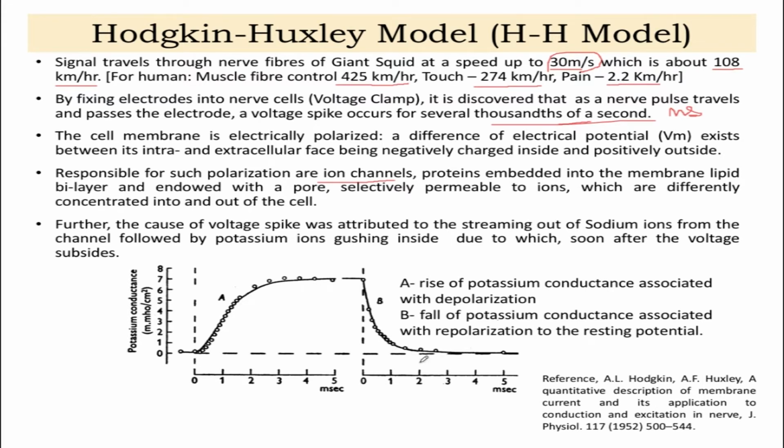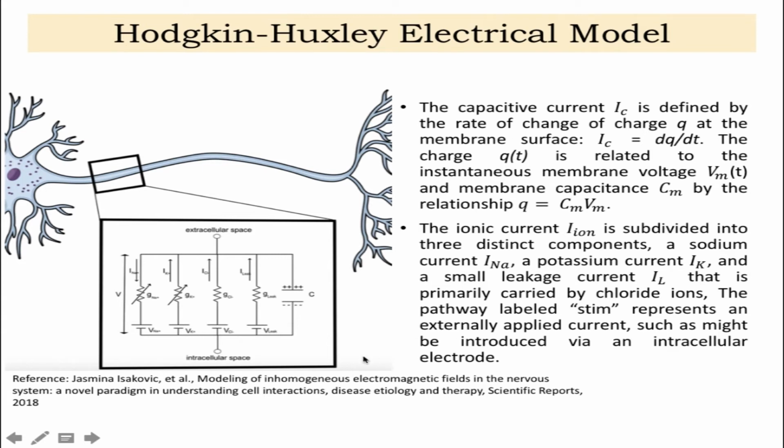Okay, so there will be a part A, which is the rise of the sodium conductance. Sorry, it should not be potassium, it should be sodium conductance. So that is one part, followed by B, in which there will be the potassium conductance. Okay, so let us look into the Hodgkin-Huxley model now. We will be applying the capacitive current I_C, which is defined by the rate of change of charge Q at the membrane surface.